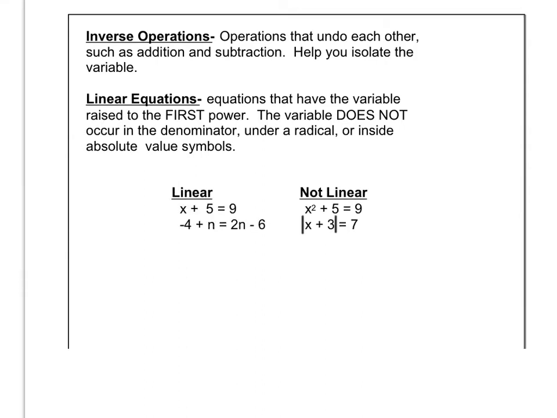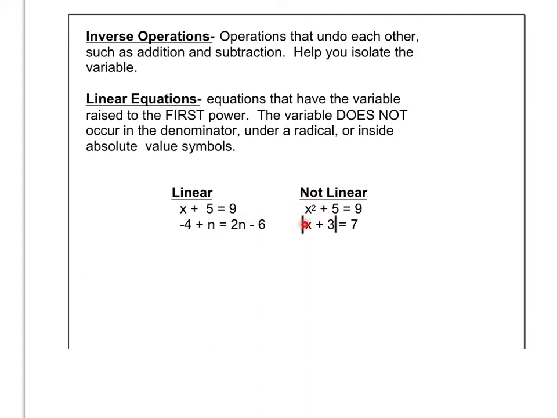Linear equations. x plus 5 equals 9. So if you see, our variable is raised to the first power. It's not squared, okay? It's not cubed. It's just to the first power. And it's not in the denominator of a fraction. It's not underneath a radical, which means square root sign. And it's not inside absolute value symbols. Same thing on this one. We've got two variables, but again, they're both raised to the first power.